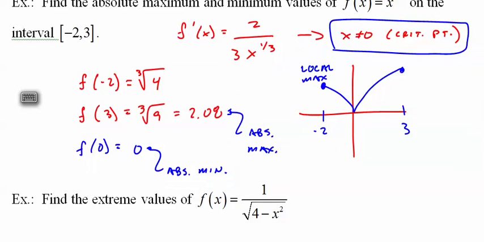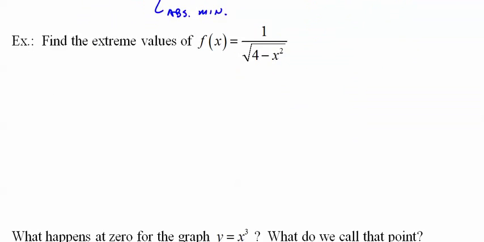Another one, find the extreme values of 1 over root 4 minus x squared. Well, in order to save time on the video, and you can try this on your own, I'm going to say the derivative, after doing some nasty work, not that nasty, is x over (4 minus x squared) to the 3/2.